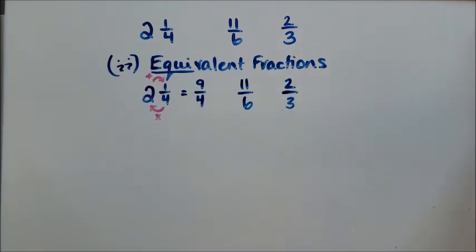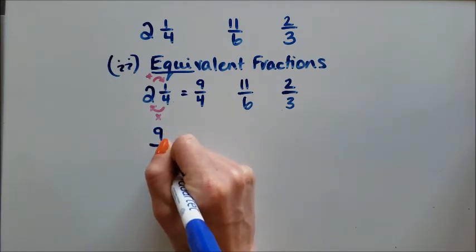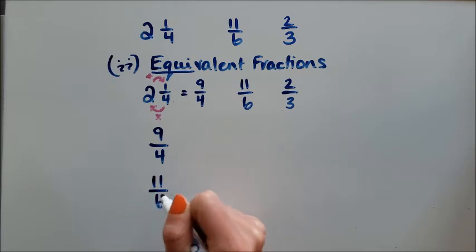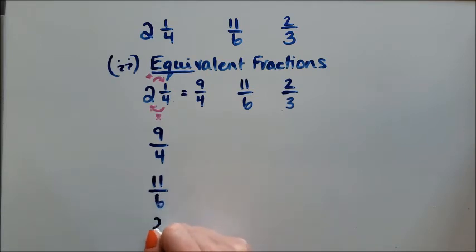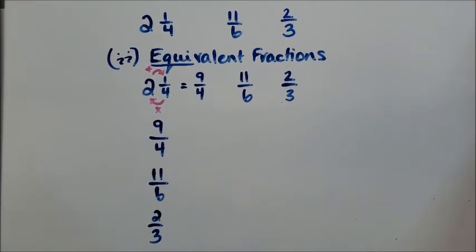and 2/3. Now, in order to have equivalent fractions, we need to have them all have the same denominator. So our denominator is the bottom number. So what I'm going to do is write these vertically so that we can see how we work this. Now, my recommendation is to do this with your largest number first. So I like to start with the largest denominator.